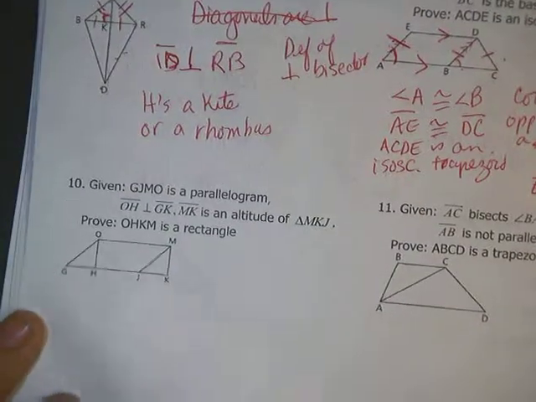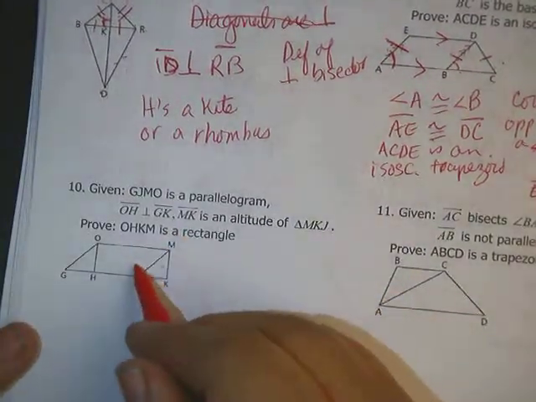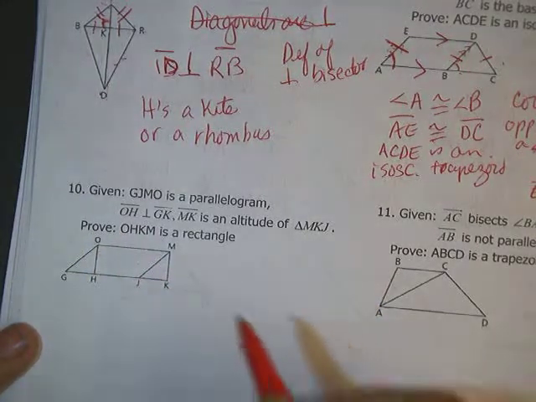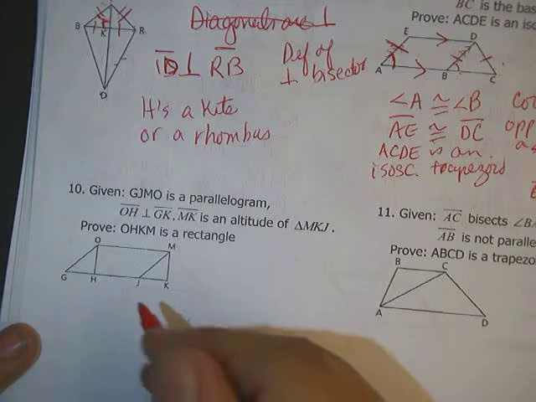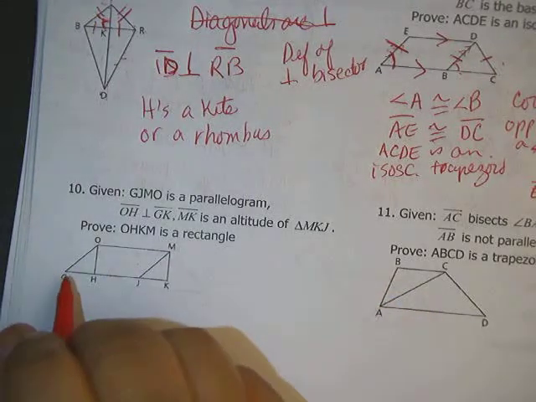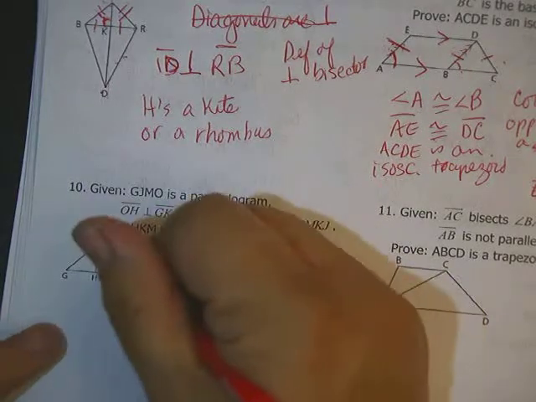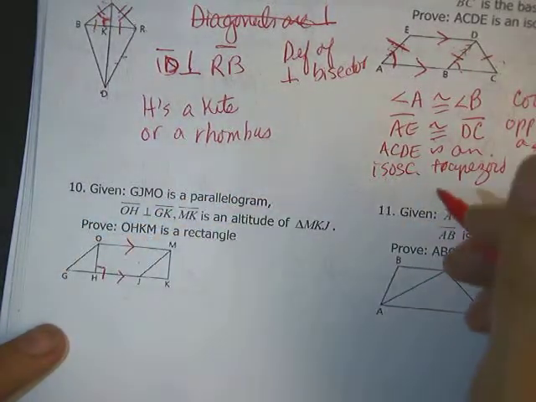Last two problems on this sheet. So now I know this is a parallelogram, so that kind of tells me things are parallel, things are congruent. They say OH is perpendicular to GK, so I can draw a little right angle there, right? And I know these are parallel because it's a parallelogram.